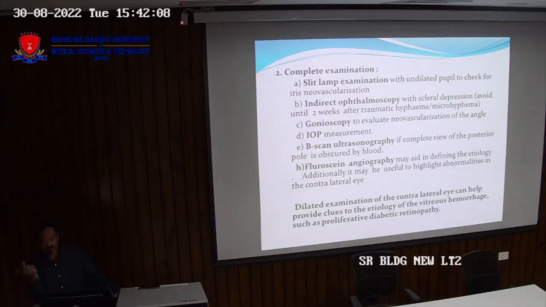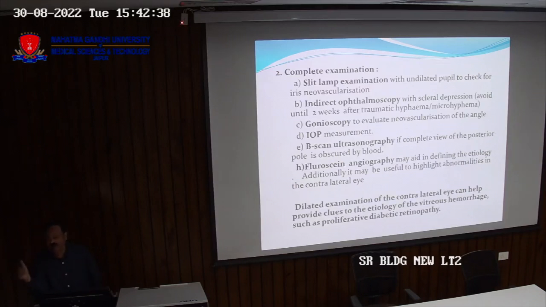Now the third and the most important diagnosis besides clinical examination is ultrasound. B scan ultrasonography of the posterior pole to find out what is inside the vitreous. Whether it is only hemorrhage, hemorrhage with detachment, hemorrhage with some tumor, hemorrhage with some foreign body, hemorrhage with anything. So sonography is the second most important besides the fundus examination.